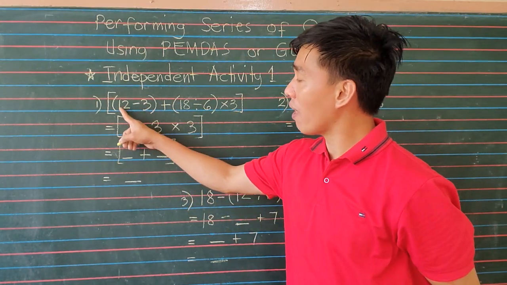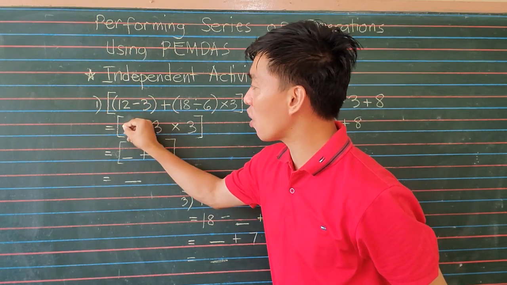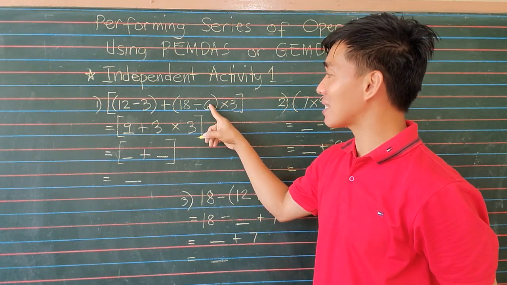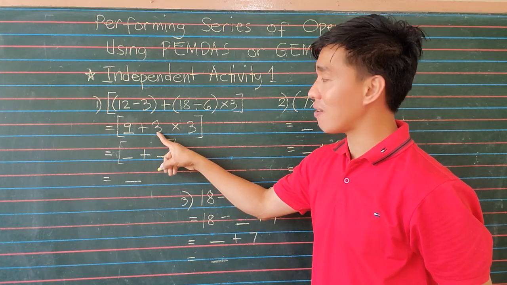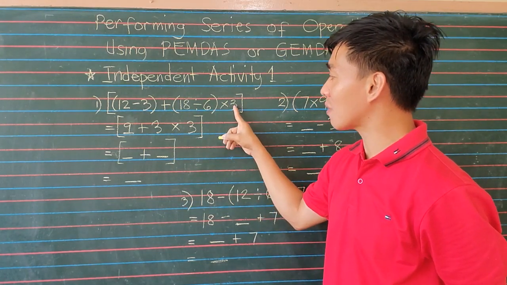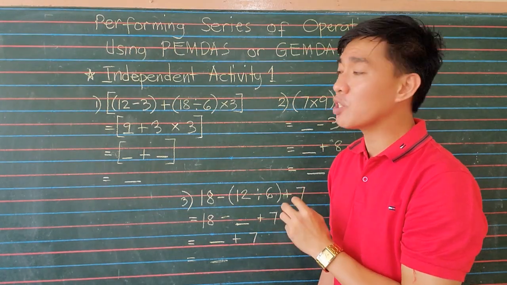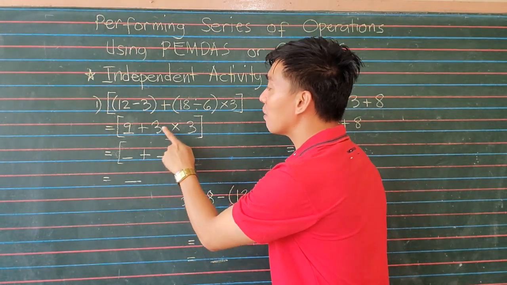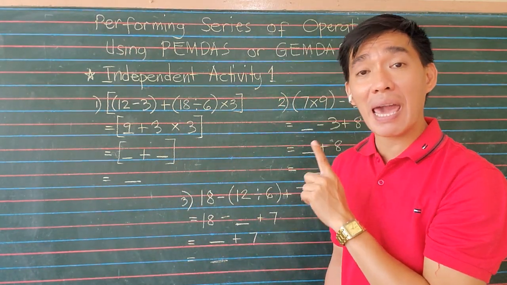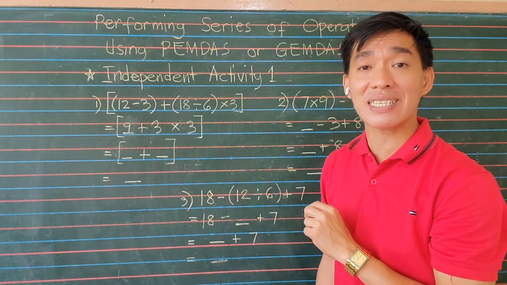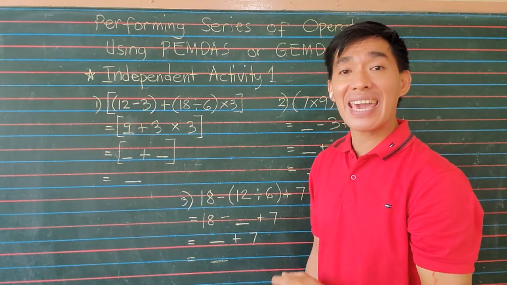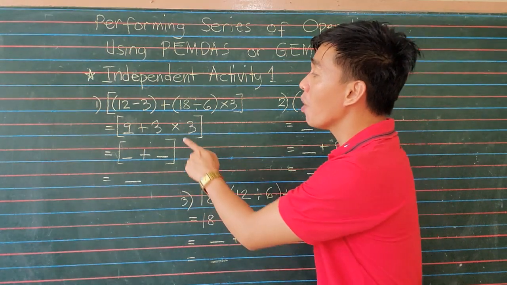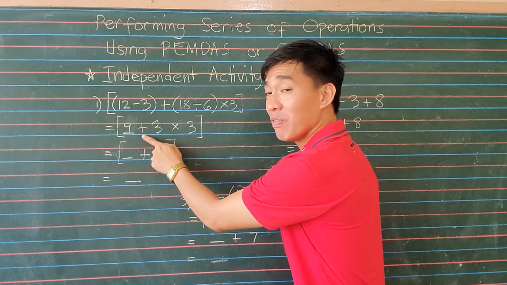So here, 12 minus 3, the answer is 9. So 9 should be here. Then 18 divided by 6. That's why we do have plus 3 here. And of course, you copy times 3. But we have to decide which should be done first, addition or multiplication. Remember that between addition and multiplication, always remember that M and D, or multiplication and division, is step number 3. However, A and S, or addition and subtraction, is in step number 4. So, multiplication is always ahead of addition.